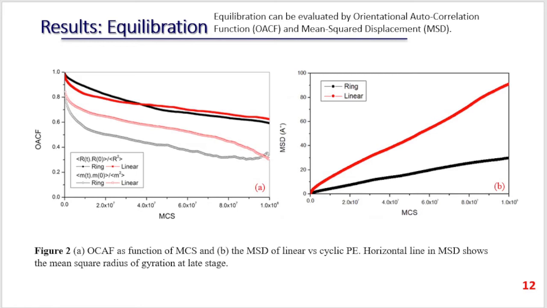Then we use the orientational autocorrelation function. It is seen that the cyclic chain relaxes very fast, while the linear chain is slower because it forms almost all-trans conformation. Then we use the mean square displacement of the center of mass to see the movement of the translational mode. The linear system diffuses more, so we can be confident to justify that our system is equilibrated using these 2 criteria.